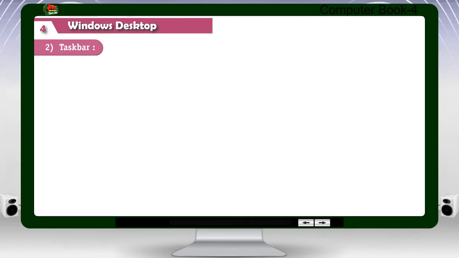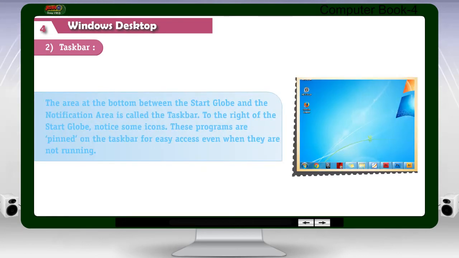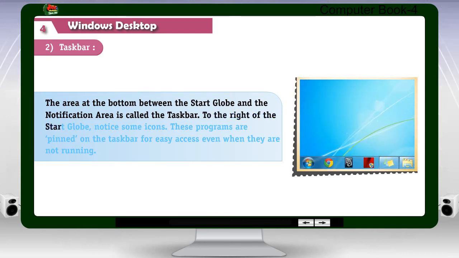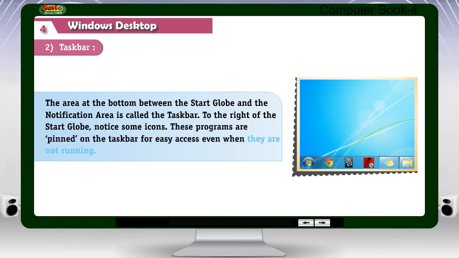2. Taskbar. The area at the bottom between the Start globe and the notification area is called the taskbar. To the right of the Start globe, notice some icons. These programs are pinned on the taskbar for easy access even when they are not running.